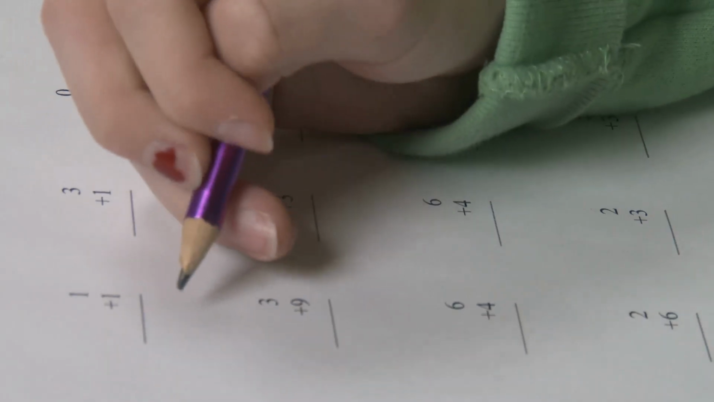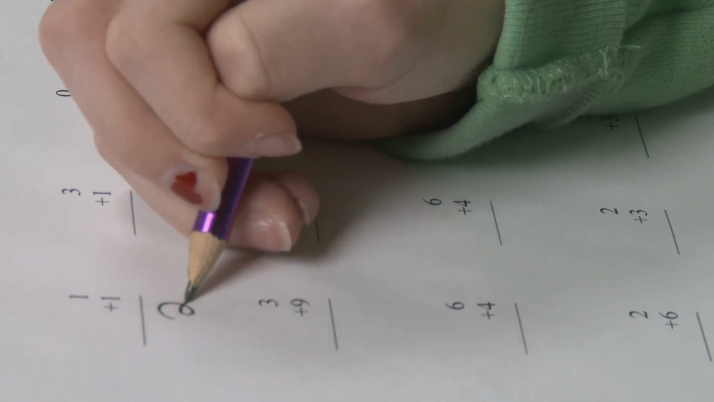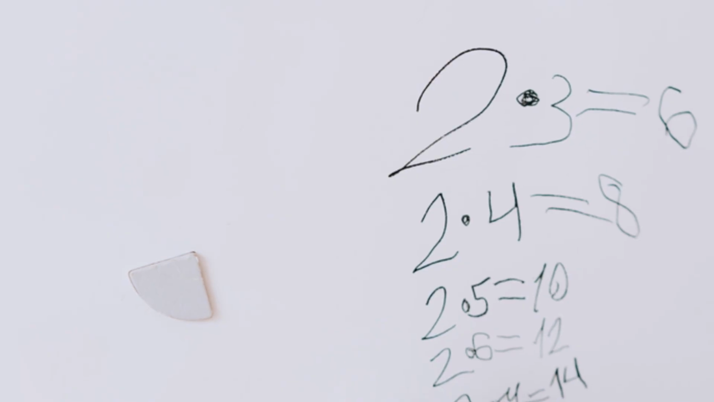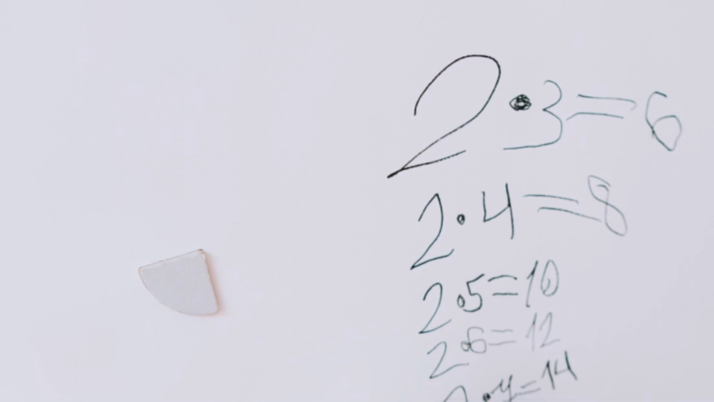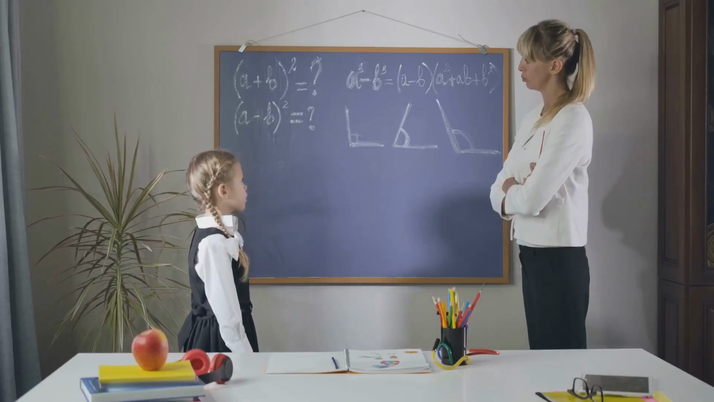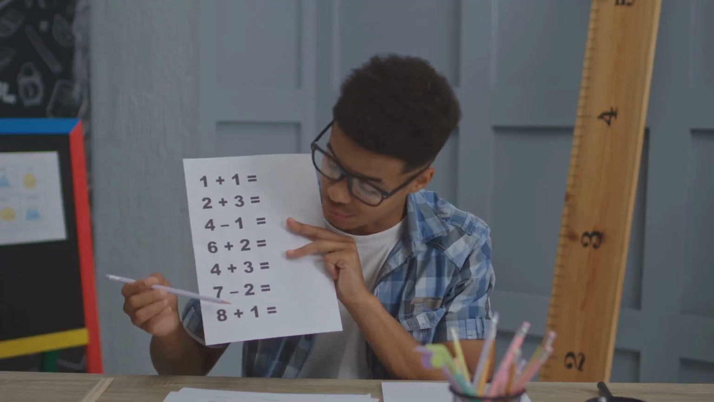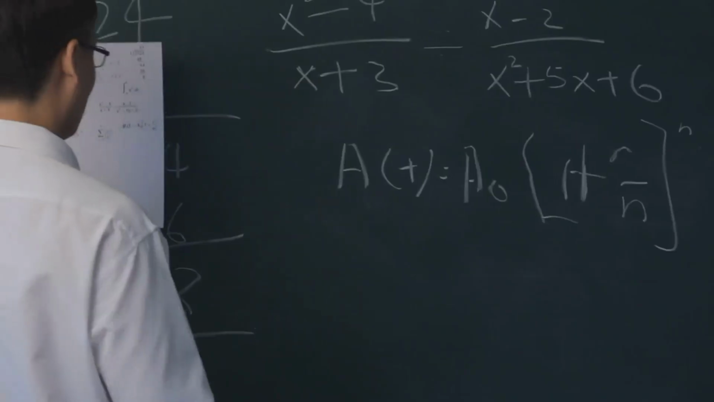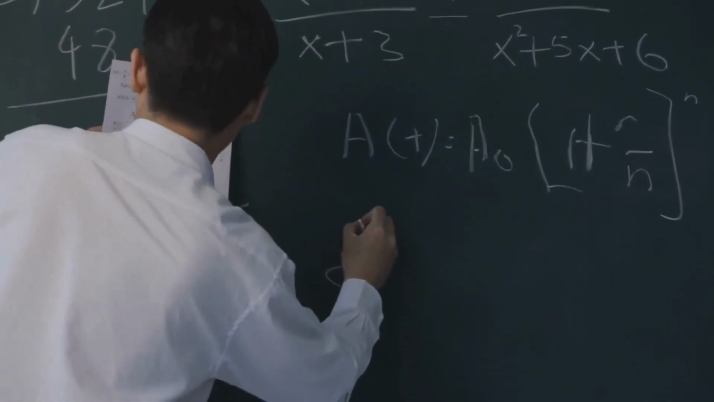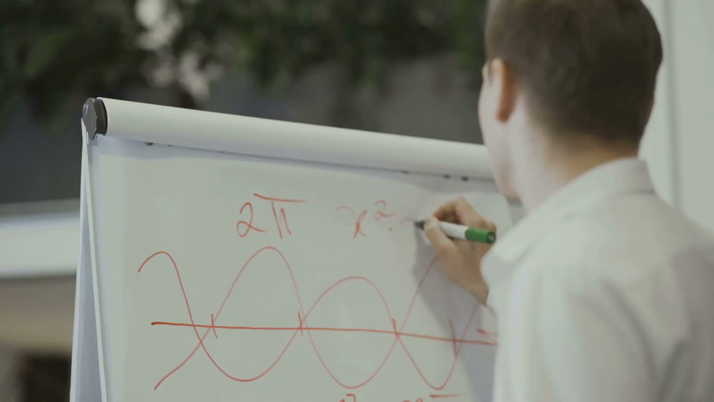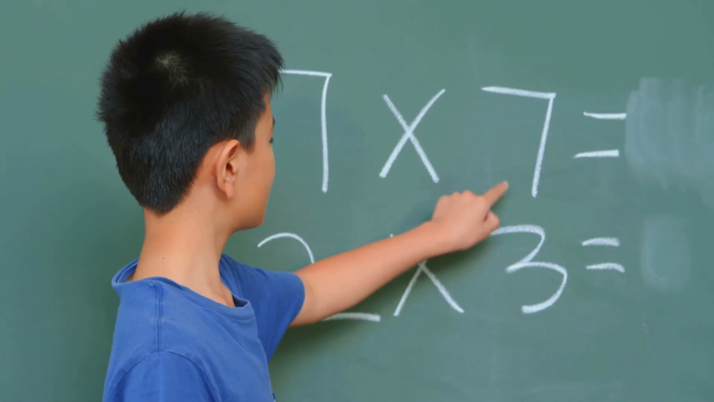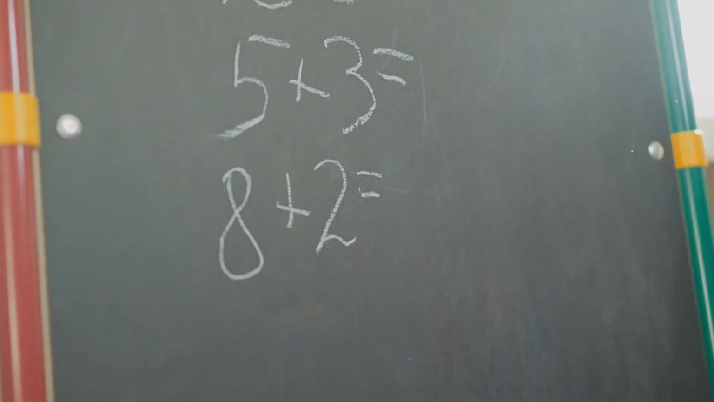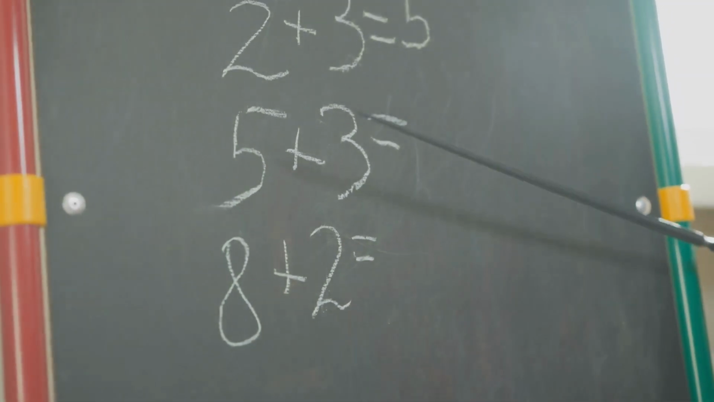Step 3. Test each interval. For negative infinity to negative 2, choose x equals negative 3. The fraction negative 3 minus 1 over negative 3 plus 2 equals negative 4 over negative 1, which is 4 and greater than 0. This is true. For negative 2 to 1, choose x equals 0. The fraction 0 minus 1 over 0 plus 2 equals negative 1 over 2, which is less than 0. This is false. For 1 to infinity, choose x equals 2. The fraction 2 minus 1 over 2 plus 2 equals 1 over 4, which is greater than 0. This is true.